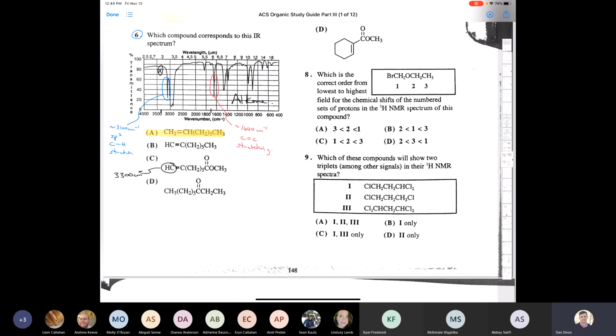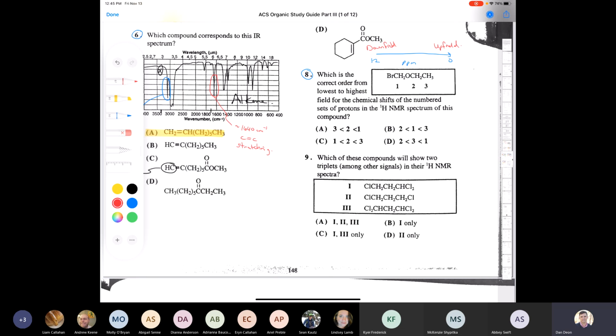Question number 8. Now we're getting over to NMR. It says, which is the correct order from lowest to highest field for the chemical shifts of the numbered sets of protons in the proton NMR spectrum? Well, remember that when we look at this NMR spectrum going from 12 to 0 ppm, this region on the far left is called downfield or low field. Okay, and then here this is upfield or high field.